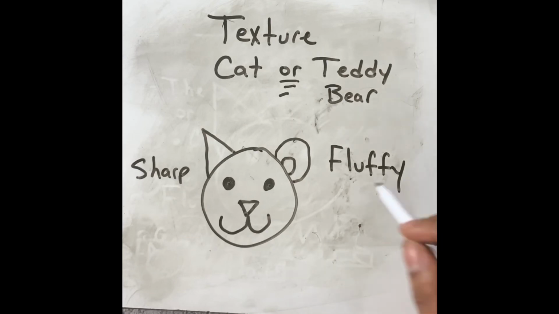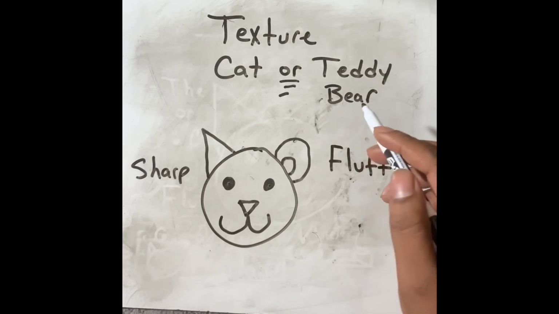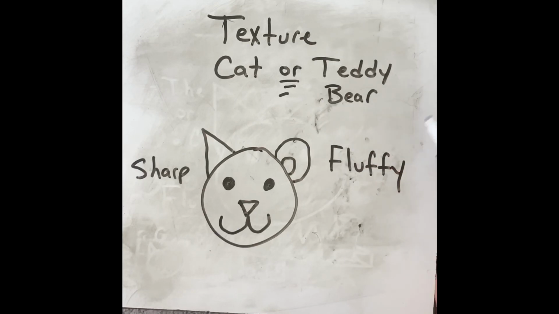Once you have chosen which texture you're going to use, you are going to choose a primary color or a secondary color, and you are going to outline your animal using those colors and the lines we learned about.